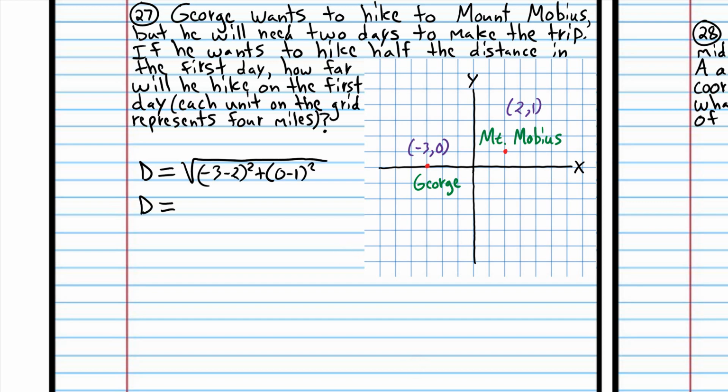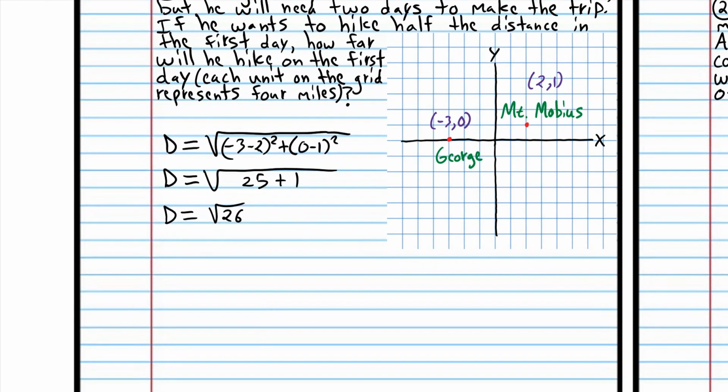And we'll crunch the numbers. Again, I'm not going to show every step. So 25 plus 1, and we get d is equal to root 26. Now the actual distance, because each unit on the grid represents 4 miles, that actual distance would be, well, first of all, we have to divide it by 2. Well, we'll just do 2 steps at once. So actual distance is root 26, but every unit represents 4 miles, so we have to multiply that by 4.